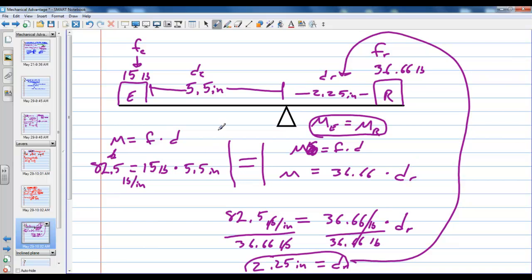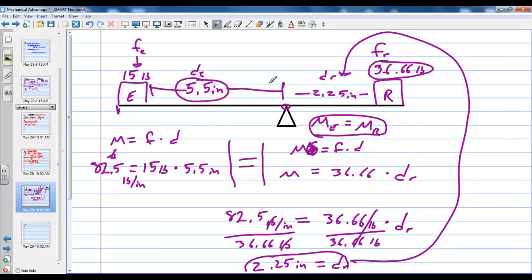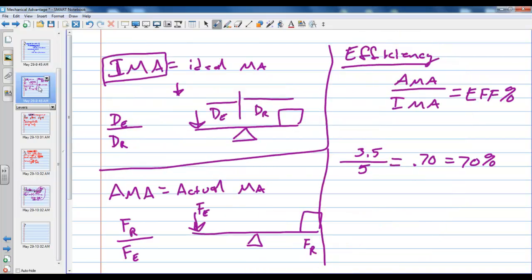Now there's one other thing that you have to do with your levers, and that is to find the actual mechanical advantage or the ideal mechanical advantage. You can do it with both pieces. Once you have an ideal mechanical advantage and actual mechanical advantage, in fact in class in the lab you're going to do actual mechanical advantage on a lever, then you can solve for efficiency. And if you remember from this slide, efficiency is actual mechanical advantage divided by ideal mechanical advantage.